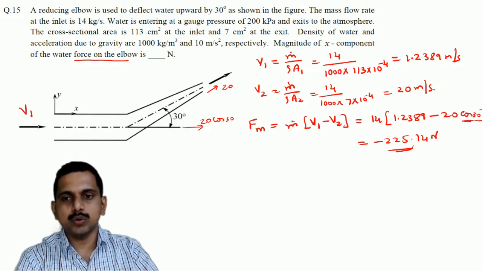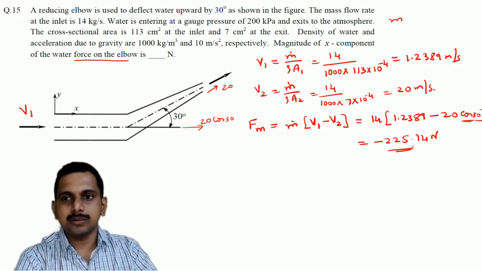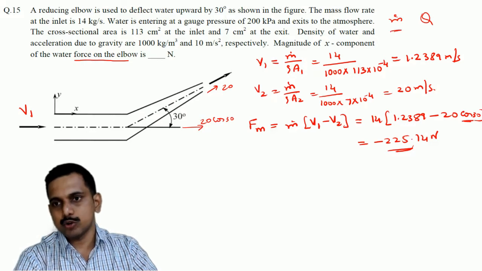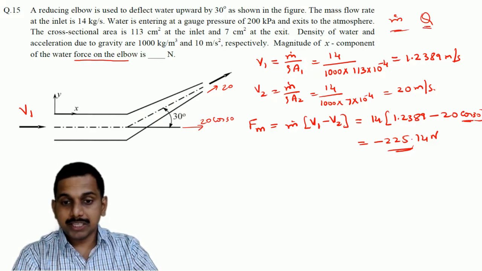Another mistake we can do is instead of 14 kg per second, we think it is meter cube per second. Sometimes there is a possibility that we will not go with m dot and Q. We will generally have a confusion. So kindly do not have that confusion here. So Fm is that. Now next one is pressure force.